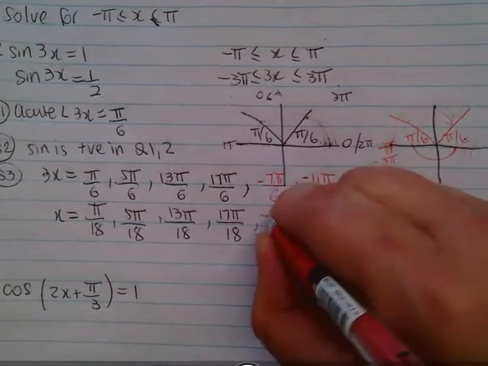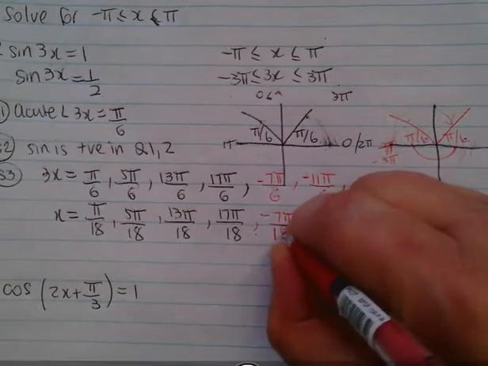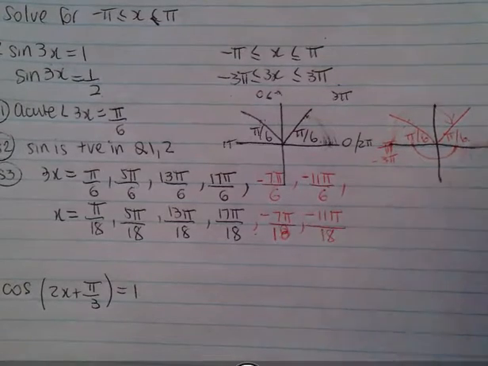So again, just dividing these by 3 to get x. Oops, so divide, get over 18. And this one will be negative 11 pi on 18. And we can see that those results lie between 0 and negative 3 pi as well.